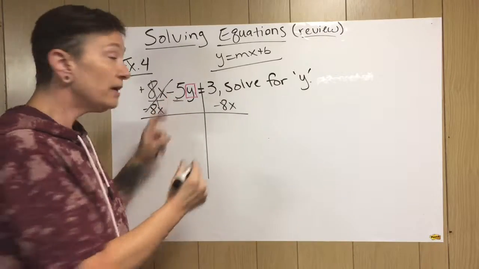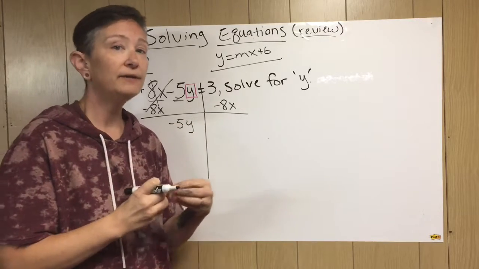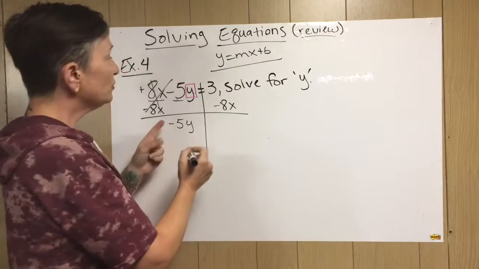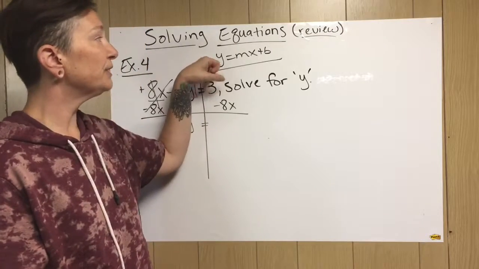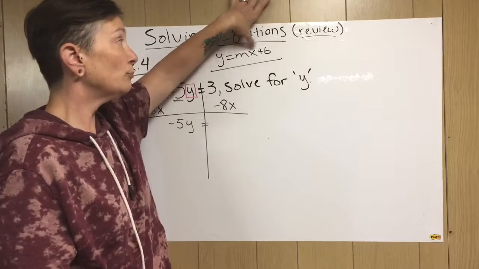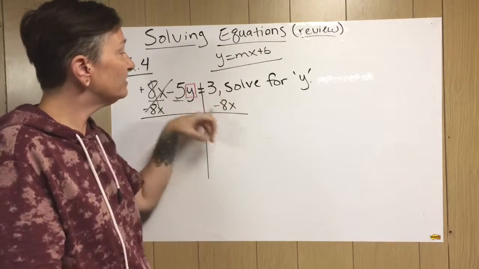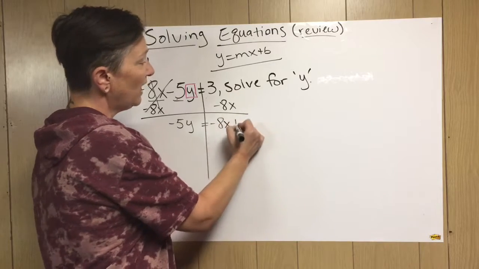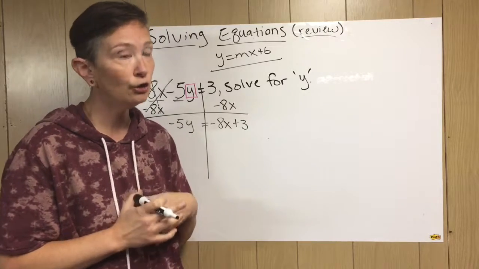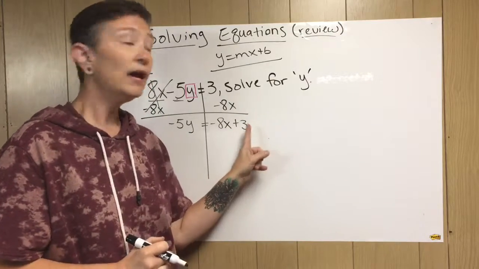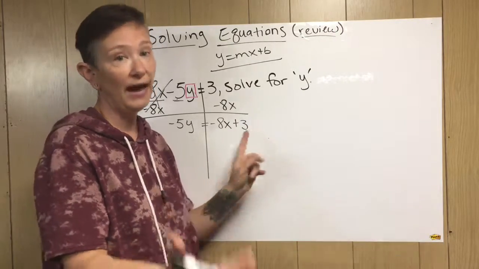I drop down the negative 5y. Please don't forget to bring that negative down if that's still left. So negative 5y comes down, equals. Now it's very important if you look at slope-intercept form to notice that the x term goes before the constant or plain number. So for this, I'm going to put this negative 8x first and then plus 3. Please do not combine those together. They are not like terms. This negative 8 has an x, and this 3 is just a constant. You cannot combine those together, so please be aware of that.